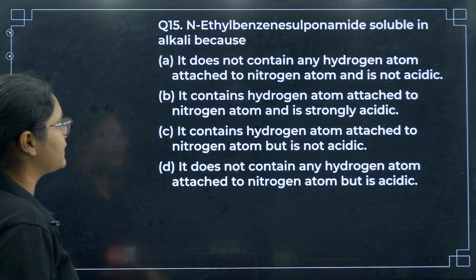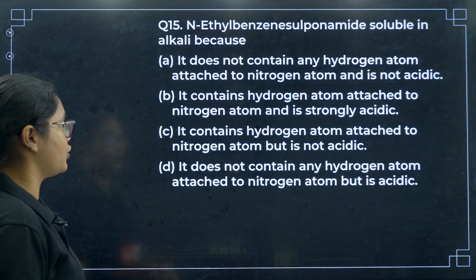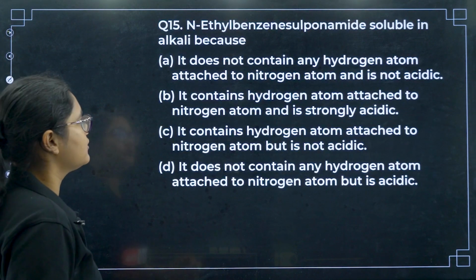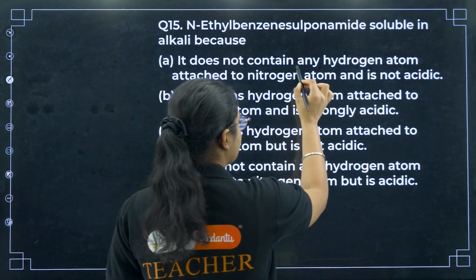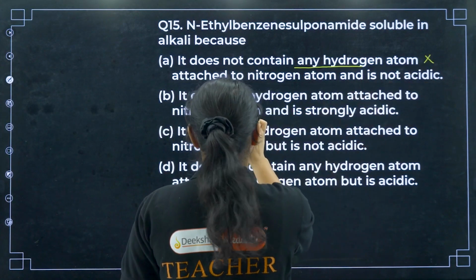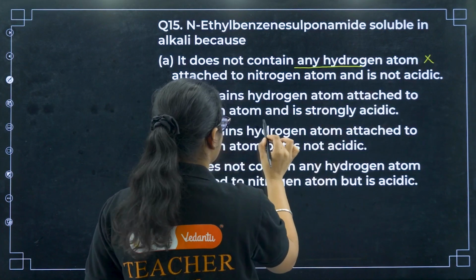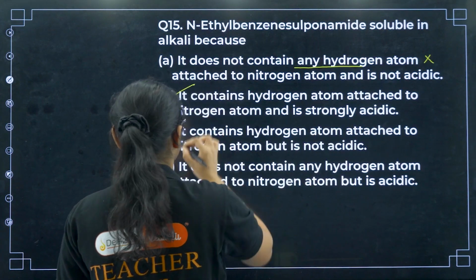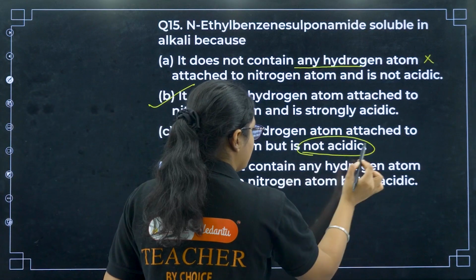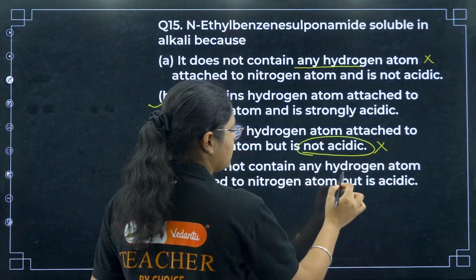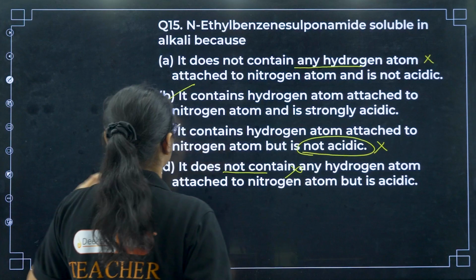Next, N-ethyl benzene sulfonamide soluble in alkali because of what? Because of the presence of acidic hydrogen. It does not contain any acidic hydrogen, no. It contains hydrogen atom attached to the nitrogen and is strongly acidic, yes, okay. It is acidic, so it is not acidic, this is wrong statement. It does not contain, it contains, so this is also wrong statement.